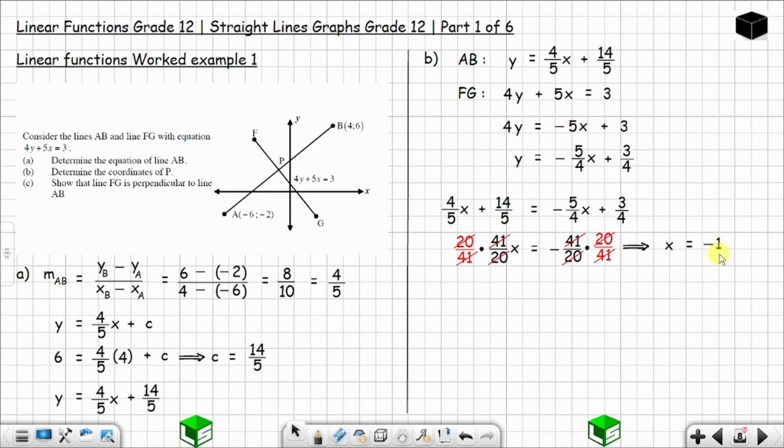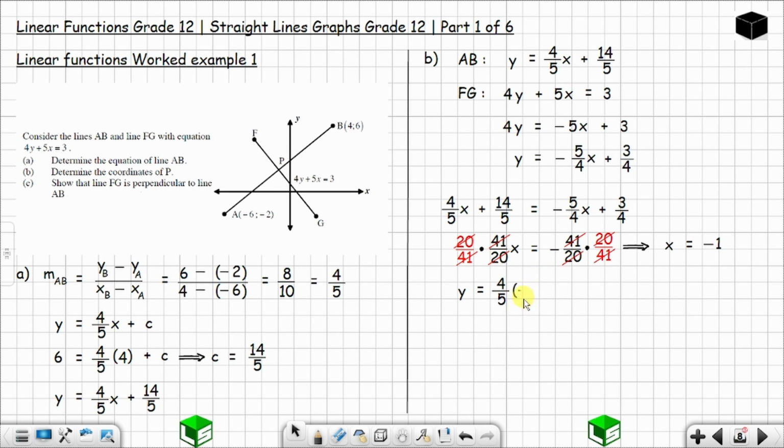Now to get your y coordinate, you are going to plug this value of x in either of the equation of the line AB or the equation of the line FG. You plug in either of the equation to get your y coordinate. Okay, it doesn't matter in which one. So I'm going to use this equation. So y is equal to, I have 4 over 5 times x. My x is negative 1, so I'm going to plug negative 1 where I have x.